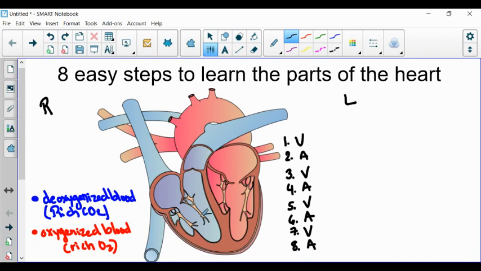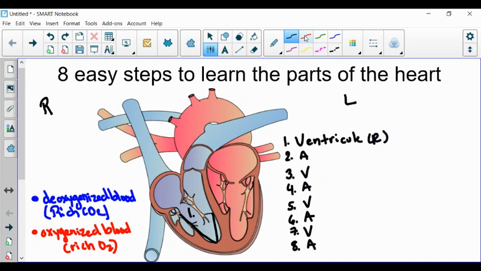So if we start with number one, it's the ventricle. Look, it looks like a V right here. So number one is the ventricle. And because it's on the right side, we'll write ventricle, and it's the right side, R for right.